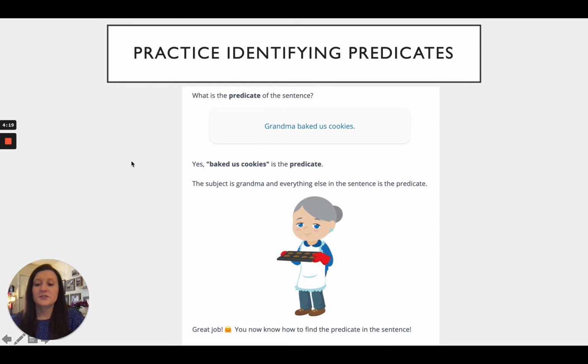All right, let's try another one here. So what is the predicate of the sentence? Grandma baked us cookies. So baked us cookies is the predicate because the word baked is our verb and grandma is our subject. So we have our subject, and then baked us cookies is the predicate because it has the verb in it. So again, the subject is grandma, and everything else in the sentence is the predicate.